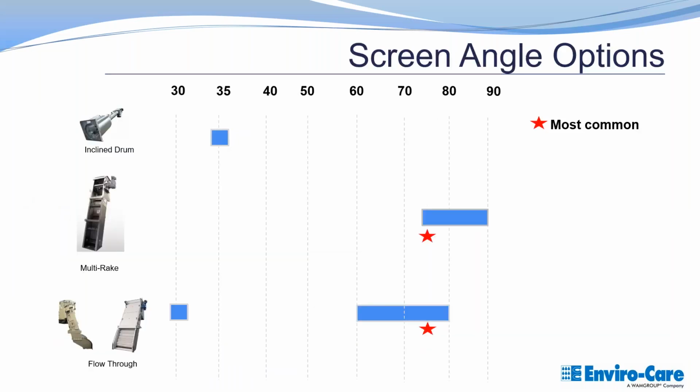The installation angles, you'll see the incline drum screen is only installed at 35-degree angles. Limited applications, it can go down to a 30-degree angle, but it's typically 35 degrees. Multi-rake screens can go as steep as a 90-degree angle. That gives you a very small footprint, but also hydraulic impacts. Most installations are a 75-degree angle. The flow-through style screens can be as shallow as a 30-degree angle, typically around that 60 to 80-degree range, with the majority of them at 75 degrees.